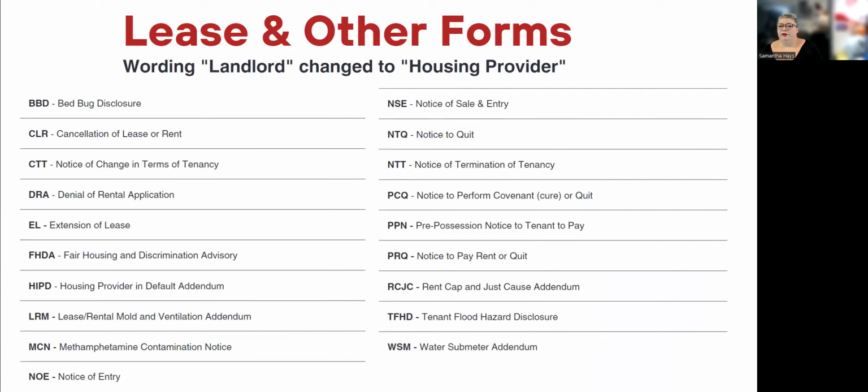Here's the easy part. So we're looking to start utilizing the phrasing housing provider. Landlord will be removed from all of these forms, and moving forward, housing provider will be the terminology that is to be used.